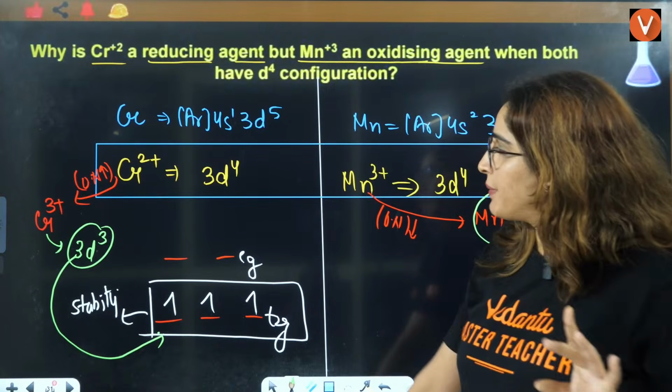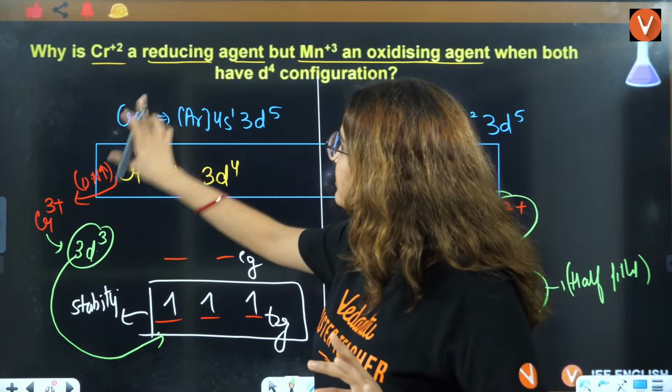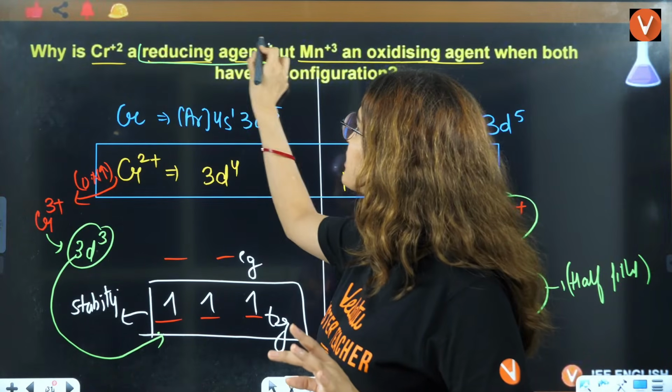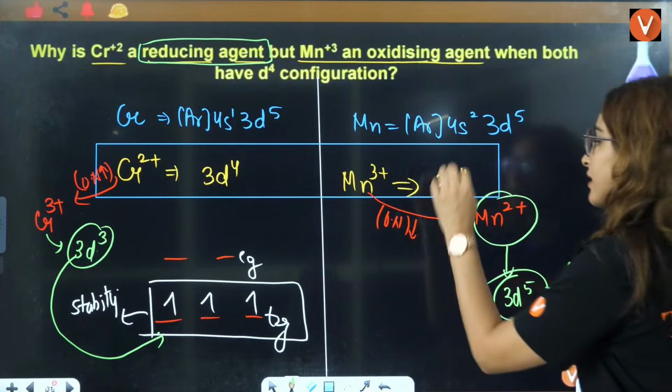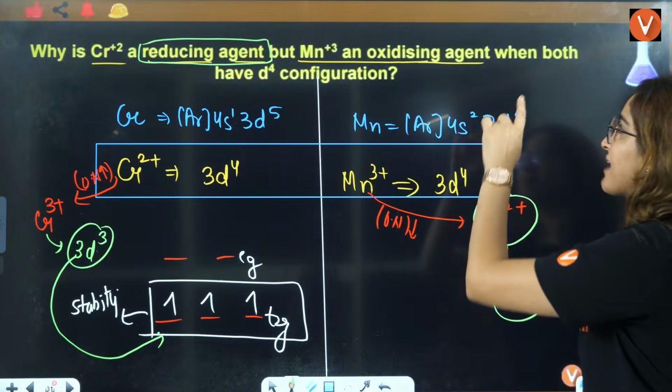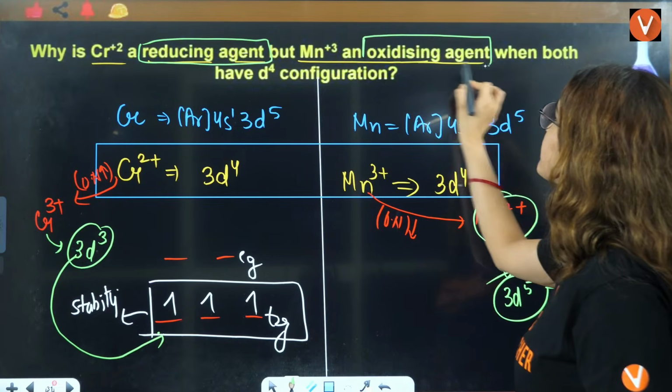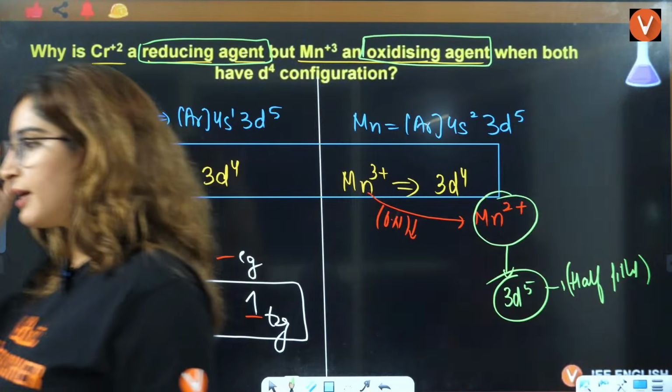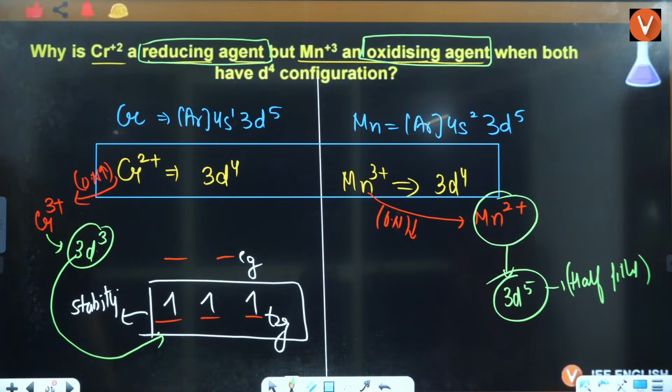Because here the oxidation number is increasing, it is a good reducing agent. Because here the oxidation number is decreasing, it is itself getting reduced, so it oxidizes someone else, and that's why it is a good oxidizing agent.